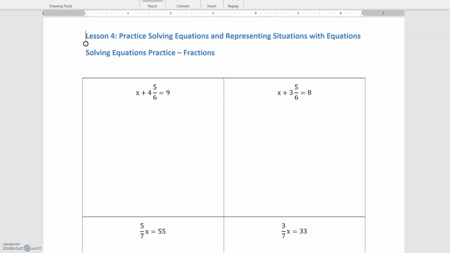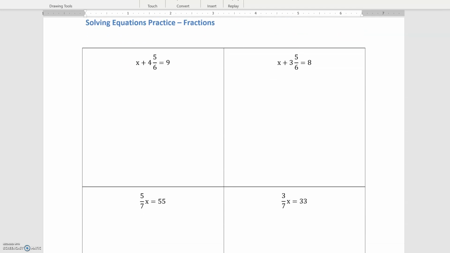Hey scholars, this is going to be our final lesson for the week about solving equations. What we're going to do is practice, one, solving equations that have fractions, and two, doing some more word problem practice and writing equations for real world situations. So let's start off by doing some fraction problems to help us practice solving equations.